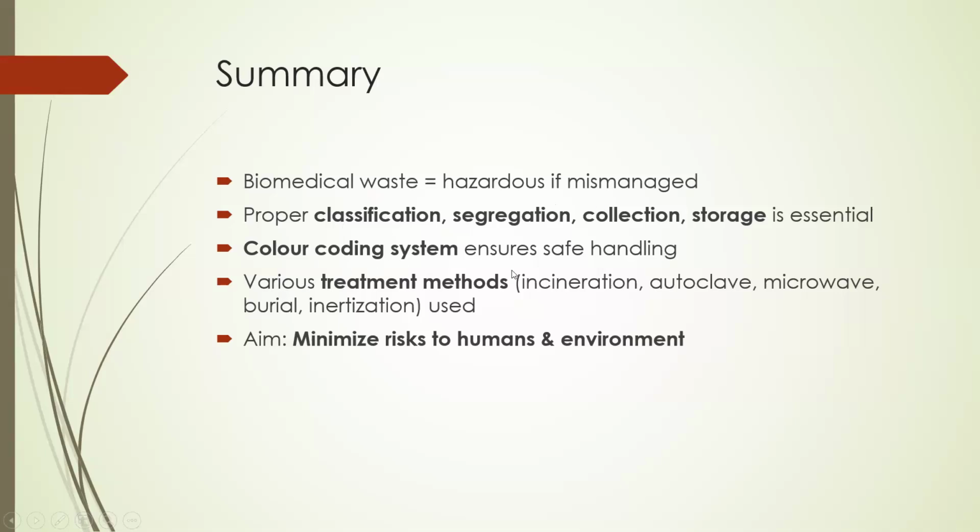Color coding system ensures safe handling. Color coded bins are used so anyone handling the waste knows what is inside and how to treat it. For example, red bins might be used for infected materials, black for chemicals, yellow for anatomical waste. This system makes segregation easy and prevents mistakes.